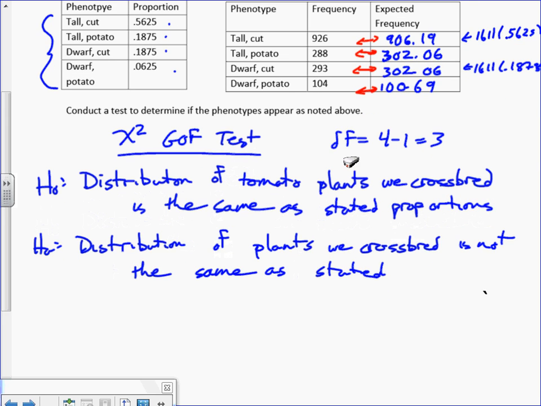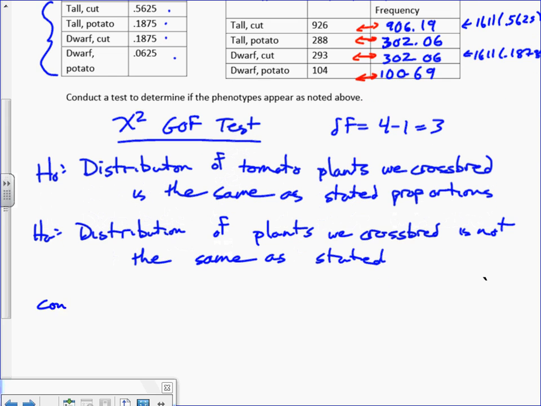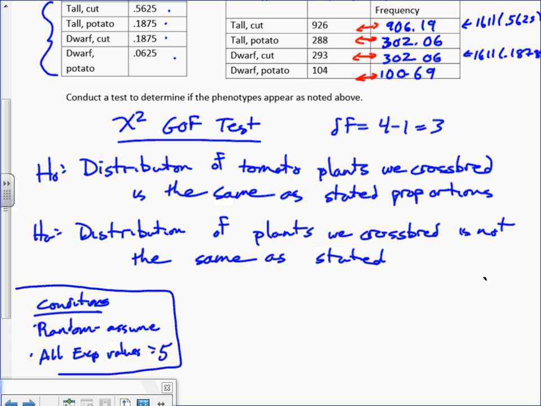So we'll take a quick look at the conditions here. Randomness was not given to us, so we'll just have to go ahead and assume that we had a random sample. And then you can see there, if you look down the expected values, 906, 302, 302, 100. So all expected values are greater than 5. So really what that tells us is our sample was big enough that we can go ahead and run this test with some confidence, because it was a big enough sample.